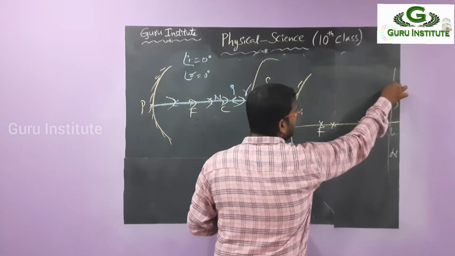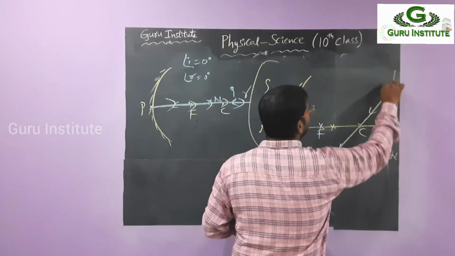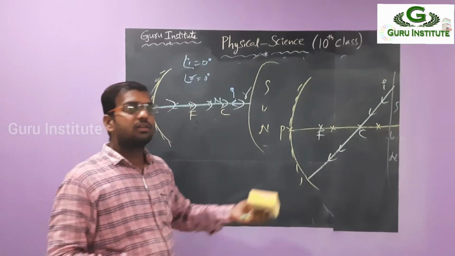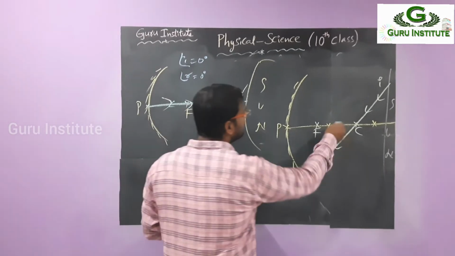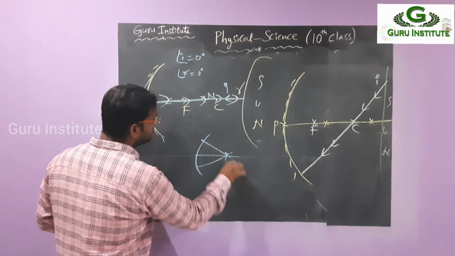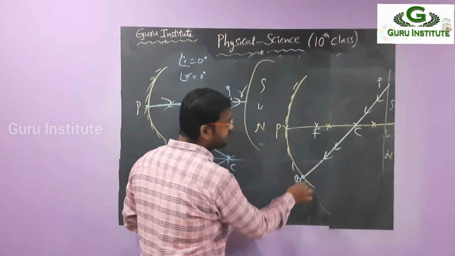So what will happen to a light ray passing through the center of curvature? Now this is the incident ray. After the incident ray, we have to draw the normal for that. What is the normal here? The meeting point of all normals is known as C, right? So this is the point of incidence.